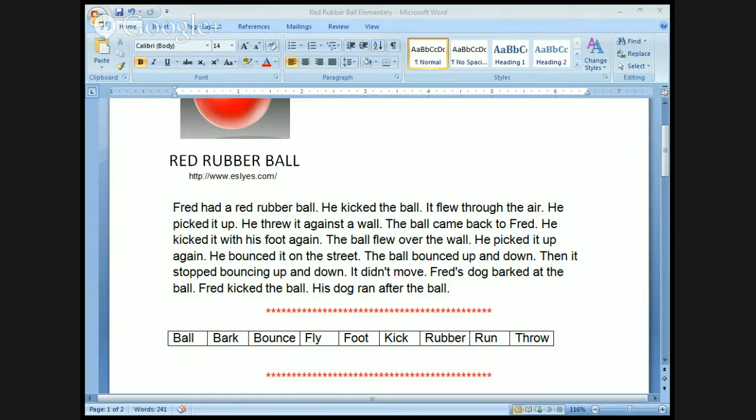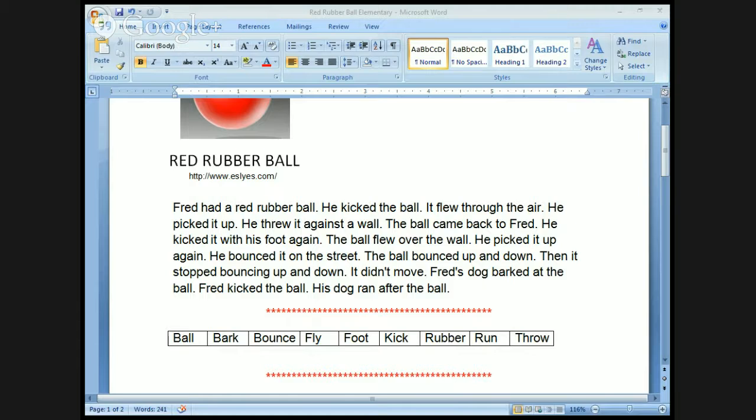He bounced it on the street. What did Fred bounce on the street? Fred bounced the ball on the street. Where did Fred bounce the ball? Fred bounced the ball on the street.